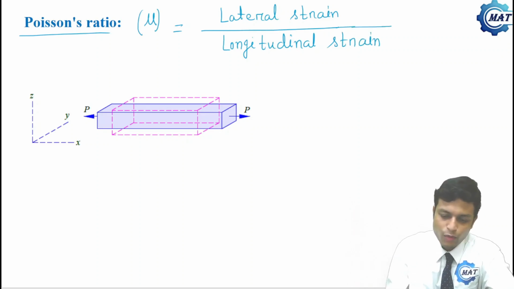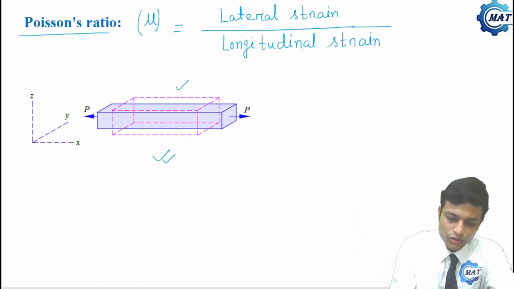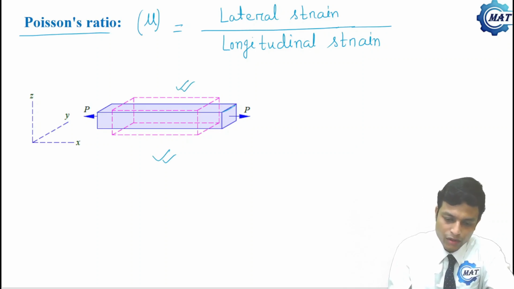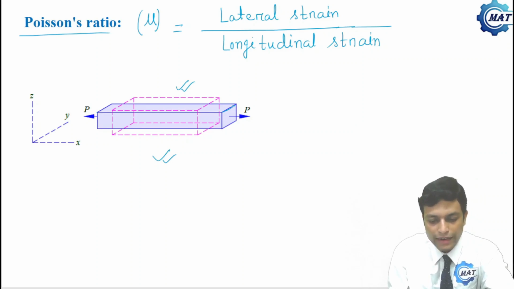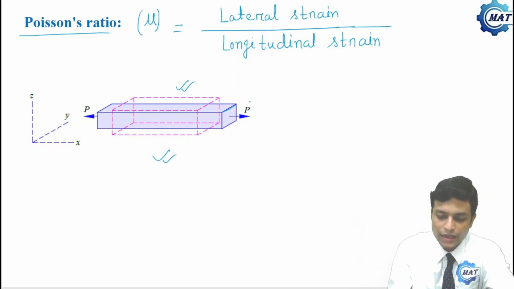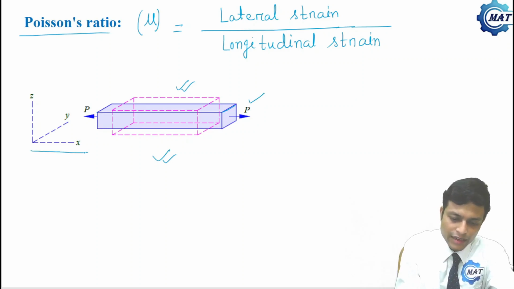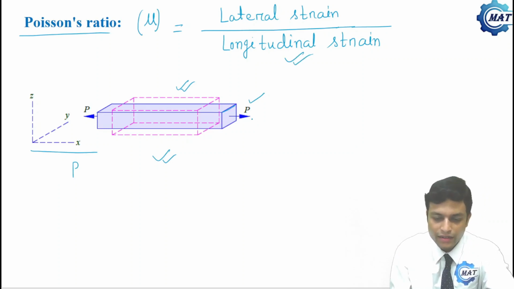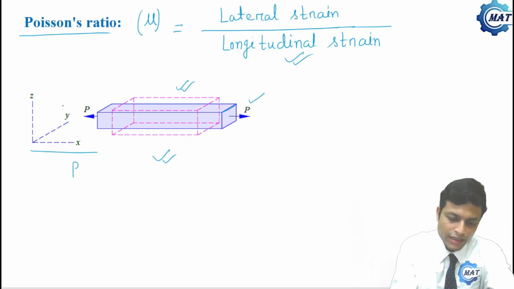Now let me explain Poisson ratio by this configuration. The dotted line shows the initial configuration of the component, and the bold or continuous line shows the final configuration of the component under the action of a force P. You can see that along the x direction, the force is along the x direction, that is the longitudinal direction. The dimension has increased, and in the perpendicular directions, that is y and z, the dimension of the component has been reduced.